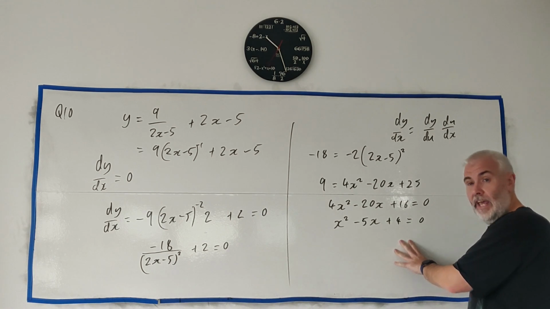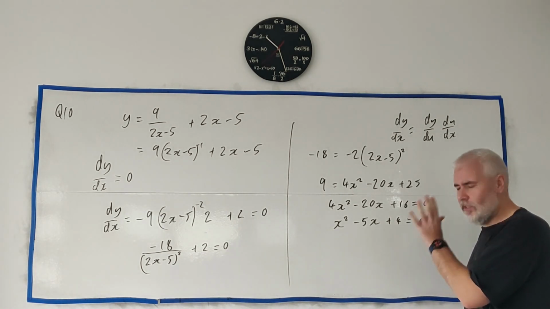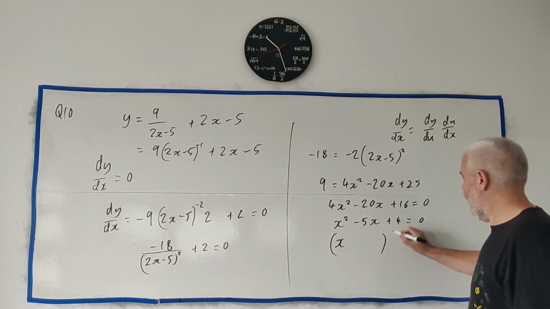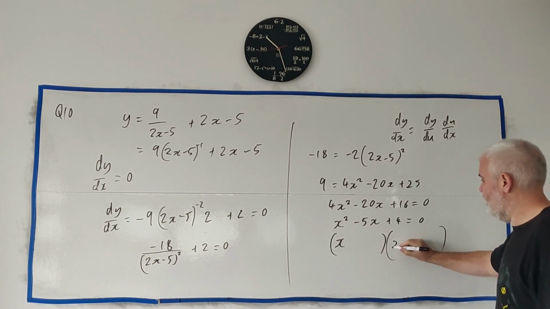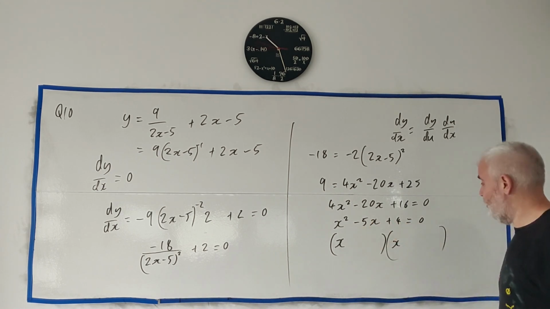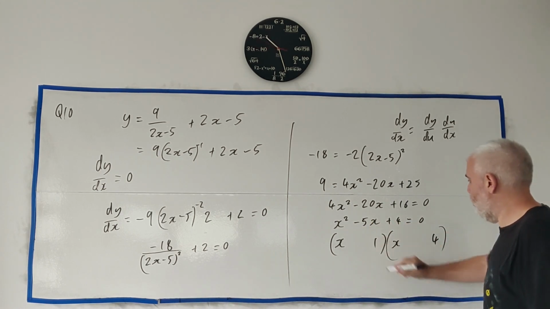If you're not good at factorizing quadratics, go ahead and use the minus b formula. But this one isn't too bad. It's, let's see, x by x gets x squared. 4 by 1, that'll add together to get 5. So that's the answer here, 4 and 1.